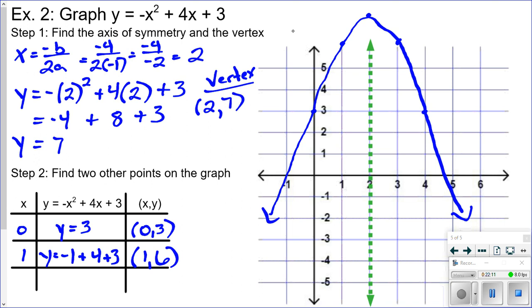Okay, so again, just a real quick review. The domain is all real numbers. The range on this one, so the range is your output, is going to be y less than or equal to 7. This point up here was our vertex with 7. There are no values of y that are greater than 7. They're all less than or equal to 7.